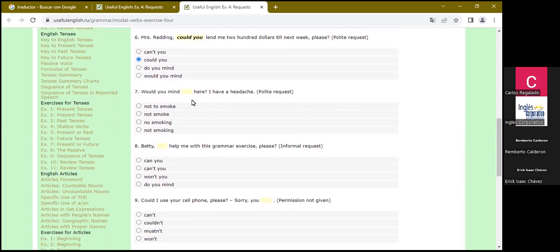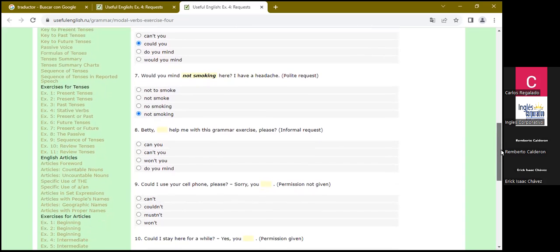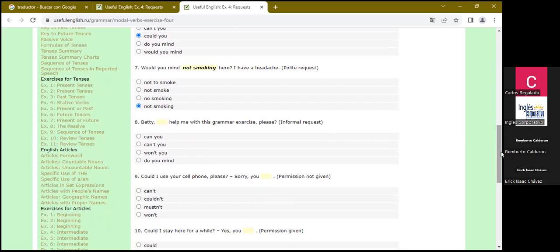Okay, number seven. Would you mind? I have a headache. Will I request? Could you? Not smoking. Yes, not smoking here. ¿Te importaría no fumar aquí? Tengo un terrible dolor de cabeza. Pero creo que es no smoking o not. Para mí también tendría que ser no smoking, fíjate. Sí, solo no smoking. Okay. Would you mind not smoking here?